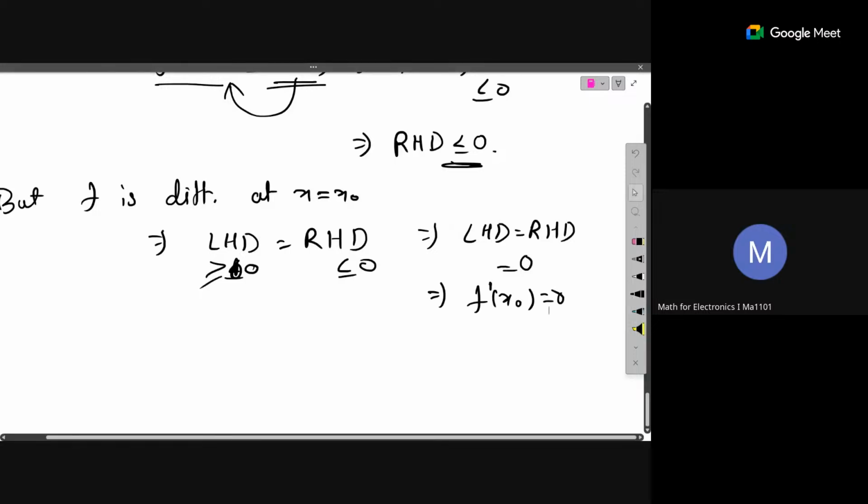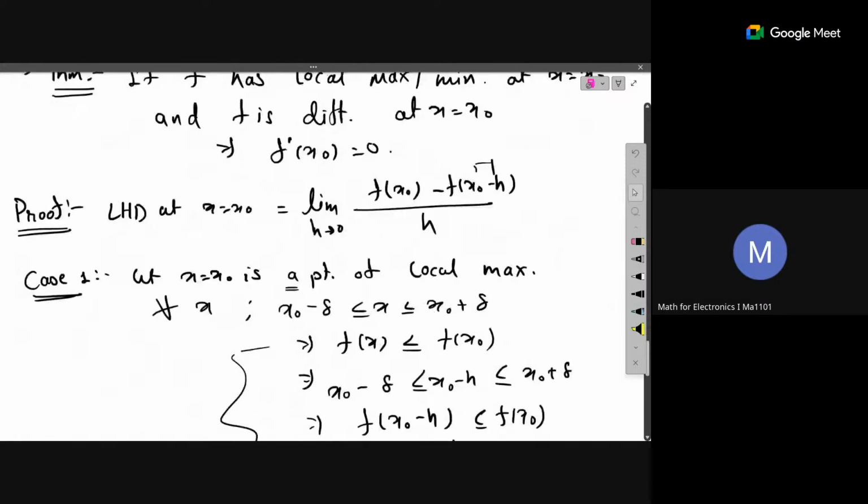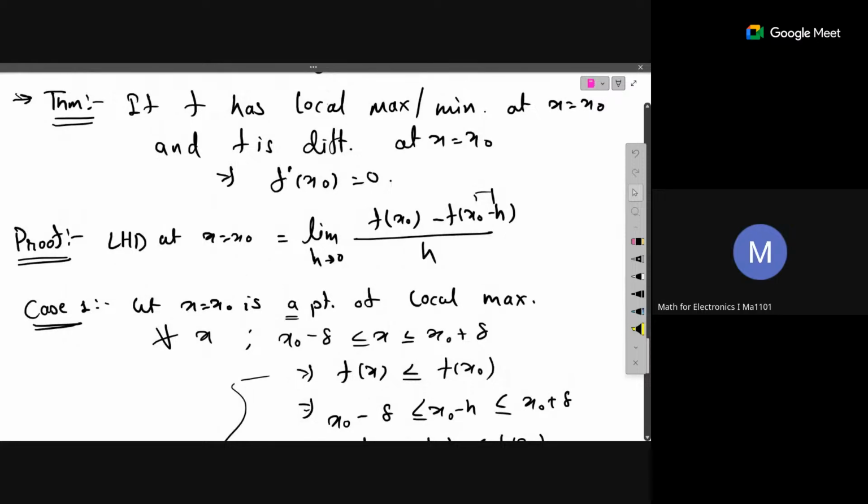Okay. So this is one algebraic proof you can see for the particular theorem. Is there any doubt in this proof or in this theorem? Because it's a very important theorem. Okay.